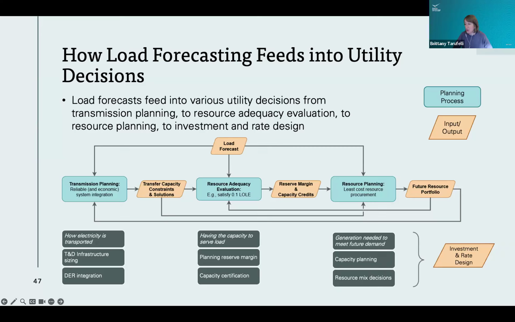And then you can see that when load forecasts inform transmission planning and resource adequacy and resource planning, these pieces together guide utility investment decisions, and that helps reshape the rate design needed to recover costs and allocate those costs fairly across customers. So load forecasting is an incredibly important piece of utility decision making.